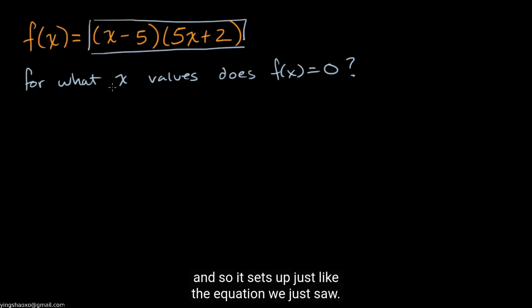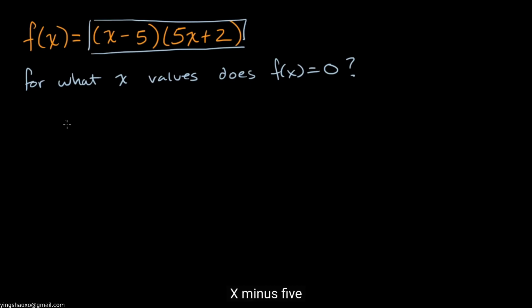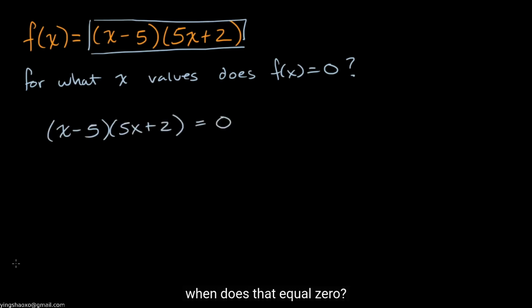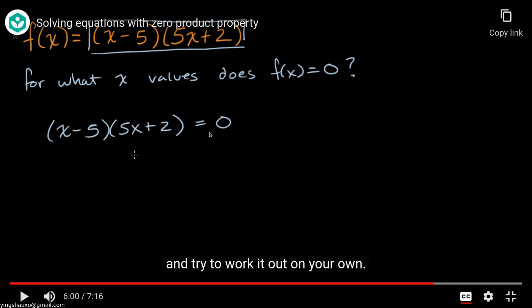And so it sets up just like the equation we just saw. X minus 5 times 5x plus 2, when does that equal 0? And this is just like what we saw before, and I encourage you to pause the video and try to work it out on your own. Okay, I'll just work it out on my own.